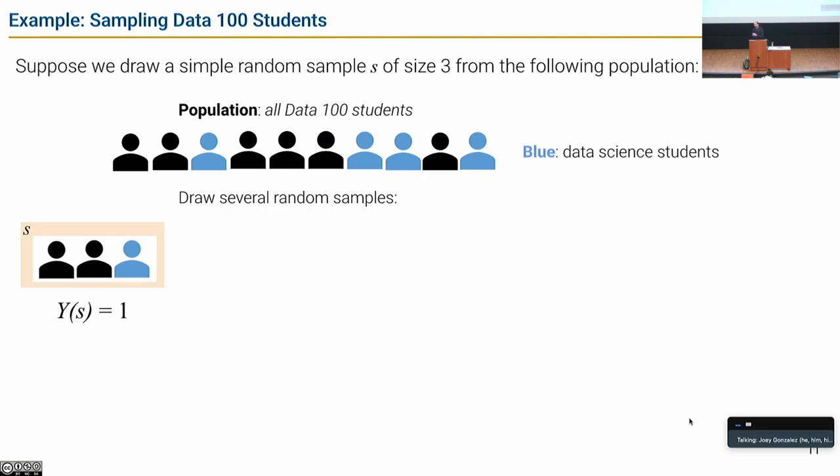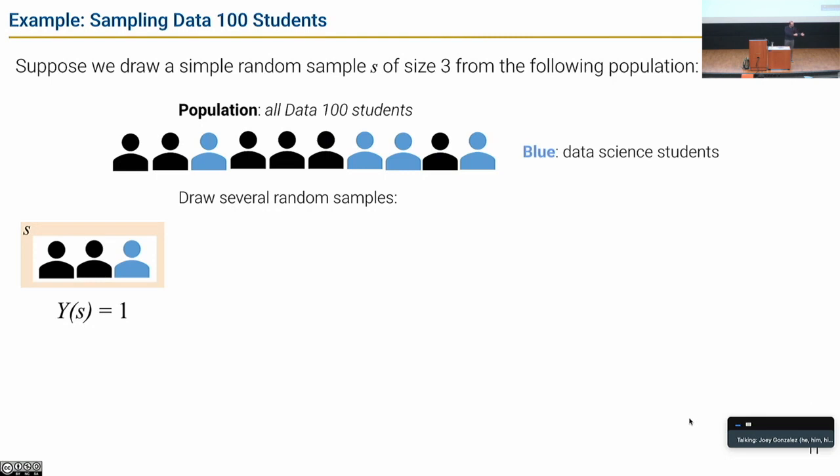All right, so let's take another example of a random variable. Suppose this is a population of data, 100 students, that's what I'm studying. And then in that population, the students labeled in blue are data science majors. If I draw a sample of size 3, I could create a random variable for that sample, which is the number of data science majors in that sample. So the random event, the source of randomness, is the sampling of 3 people. So I get a set of 3 people, that's my S.